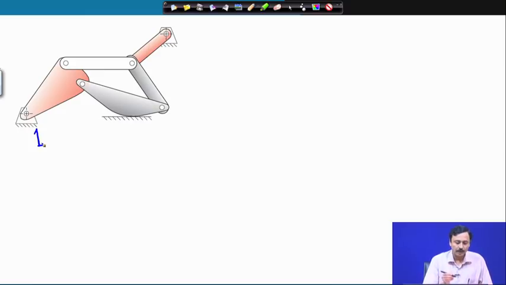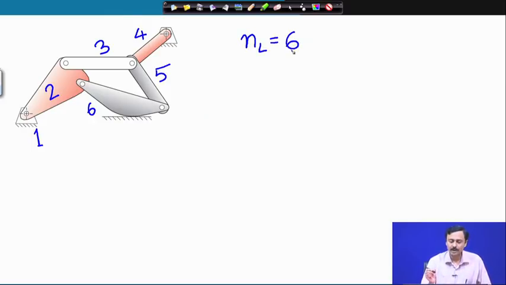As I have mentioned, the ground is always 1, 2, 3, 4, 5, 6. So, we have number of links as 6, the number of joints 1, 2, 3, 4, 5.